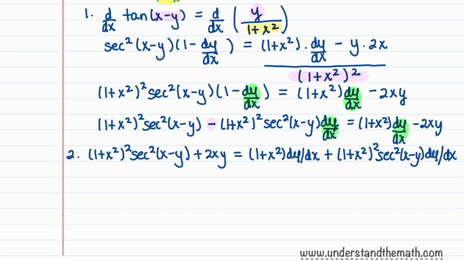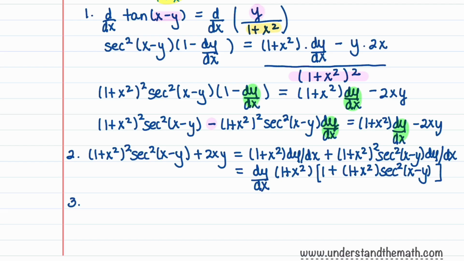Now we need to solve for dy dx. So let's clean up this right-hand side. I am going to pull out a dy dx from both terms, and then notice that each term also has a 1 plus x squared. So let's go ahead and pull that out too. 1 plus x squared, and then we're left with a 1 plus a 1 plus x squared secant squared x minus y.